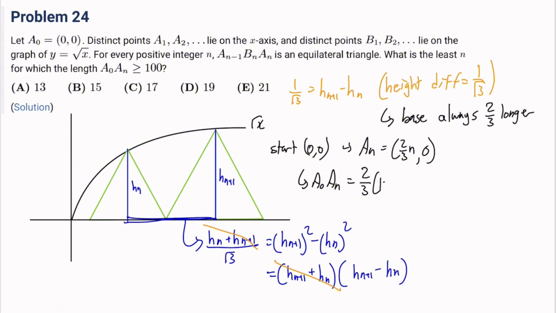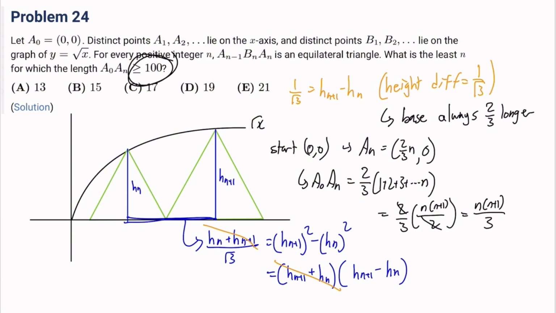That's going to be 1 plus 2 plus 3 plus all the way up to n. And so this is going to be 2 over 3 times n plus 1 over 2. So these two are going to be n plus 1 over 3, right? And this is going to be greater than or equal to 100. And so this means that n plus 1 is going to be greater than or equal to 300. That means the smallest n like that is 17. That means 17 is the answer. It's C.